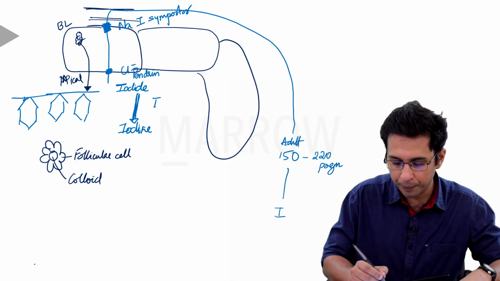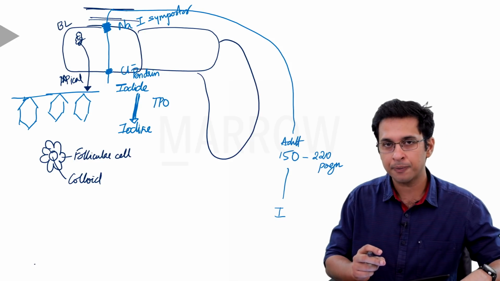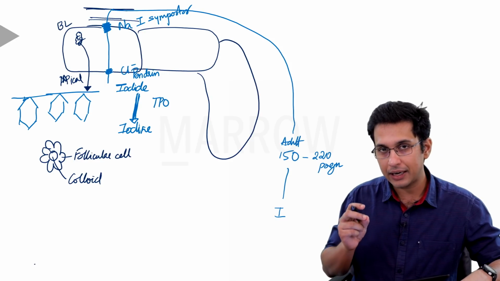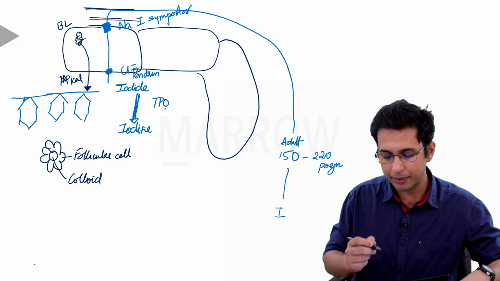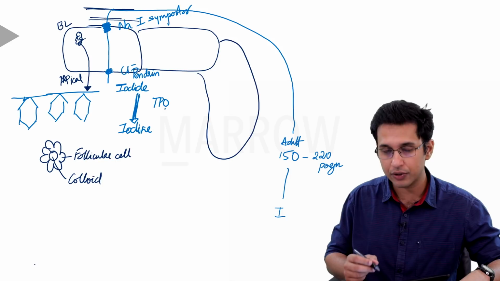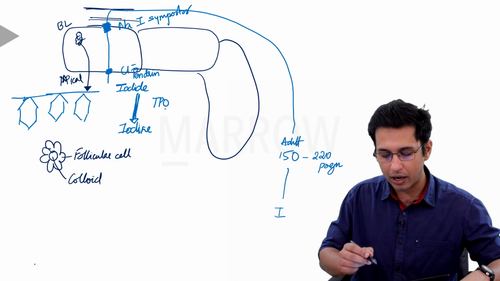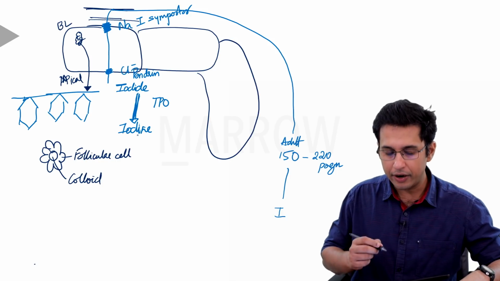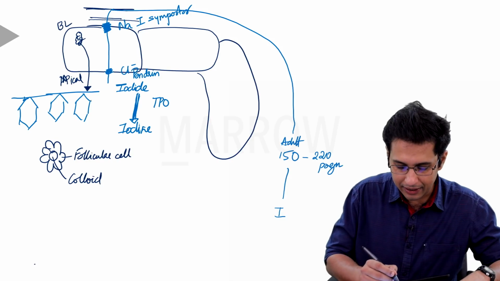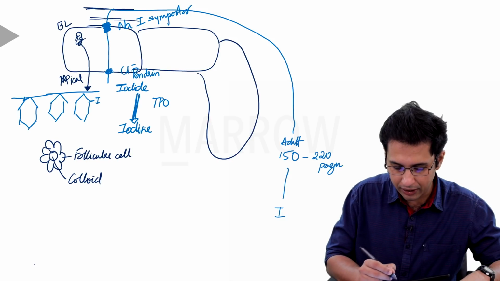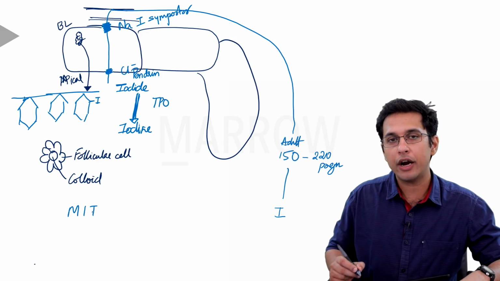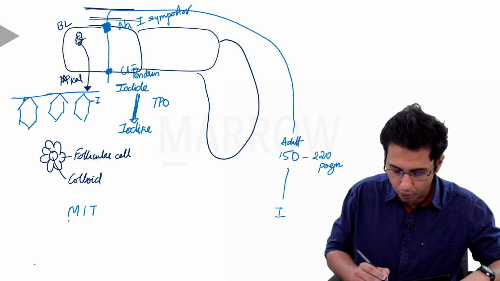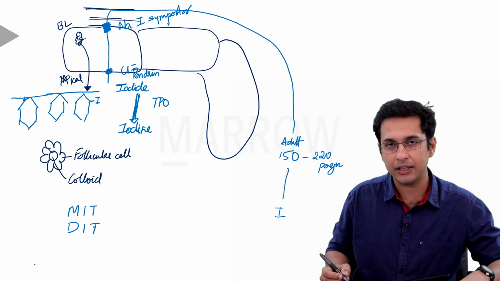What is the oxidizing enzyme? It is TPO, thyroid peroxidase, which is the enzyme that the thionamides, our methimazole and propylthiouracil and carbimazole, inhibit. This enzyme is involved in oxidation of iodide to iodine. Once this iodine is made, it is attached to the tyrosine rings. When one iodine is attached, it becomes monoiodotyrosine, MIT. When two iodines are attached, it becomes DIT.